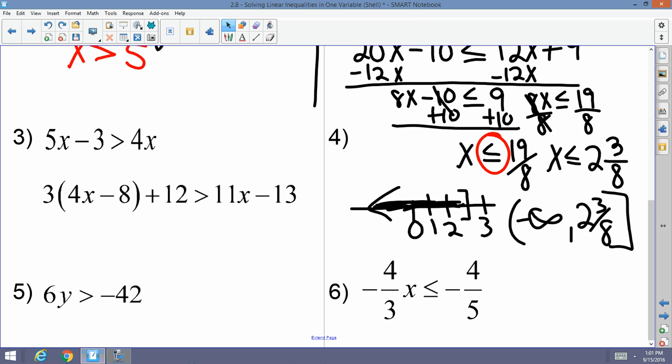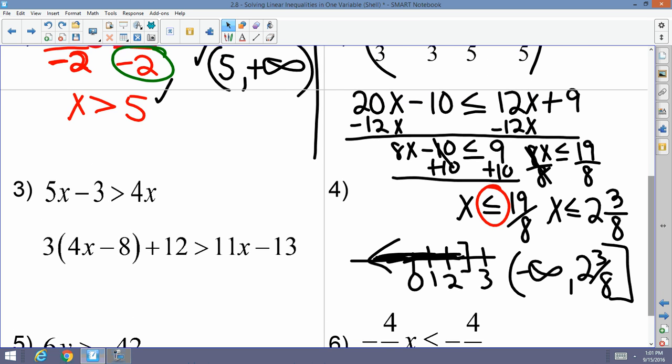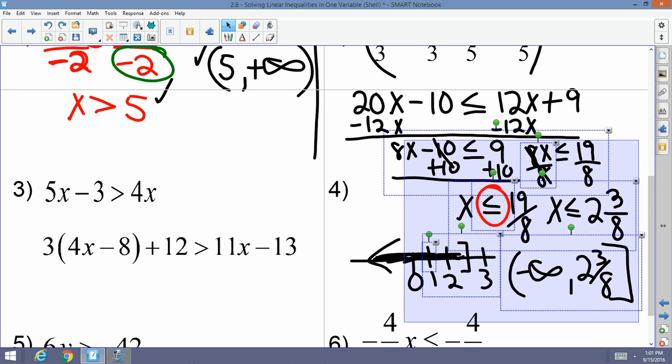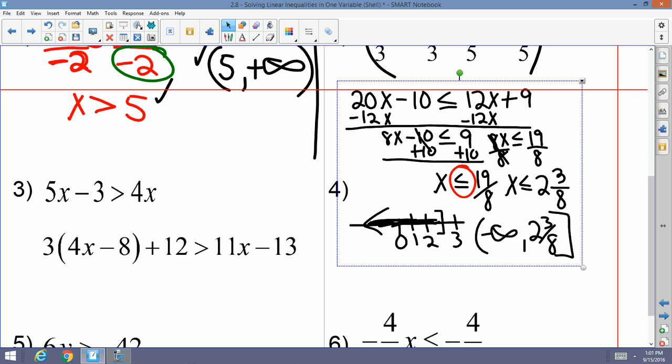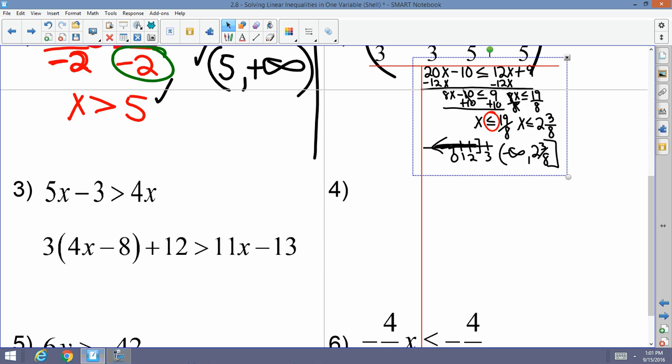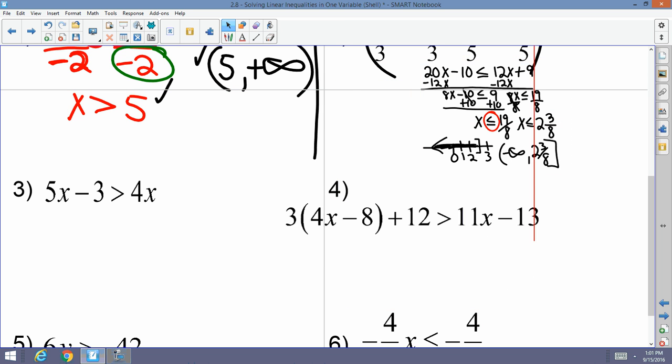Let me go ahead and clean this up a little bit so I can get 4 here. Sorry about that. All right. So that's that guy. Let's move 4 back over here.